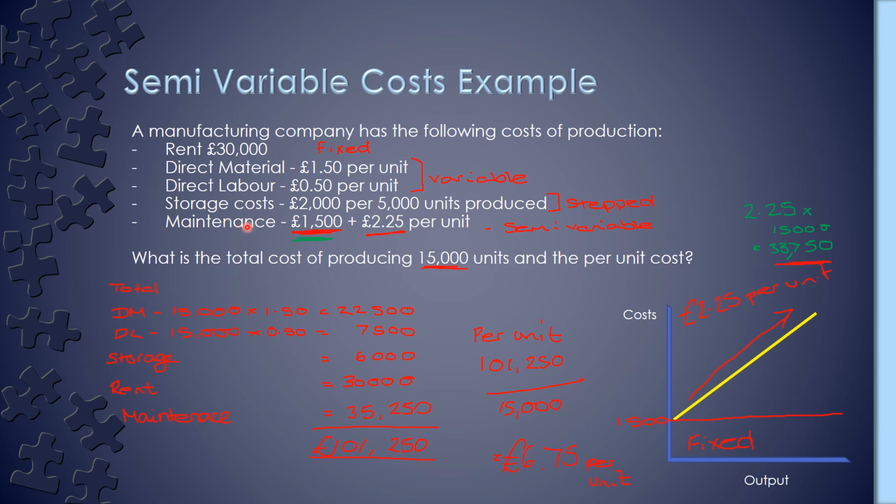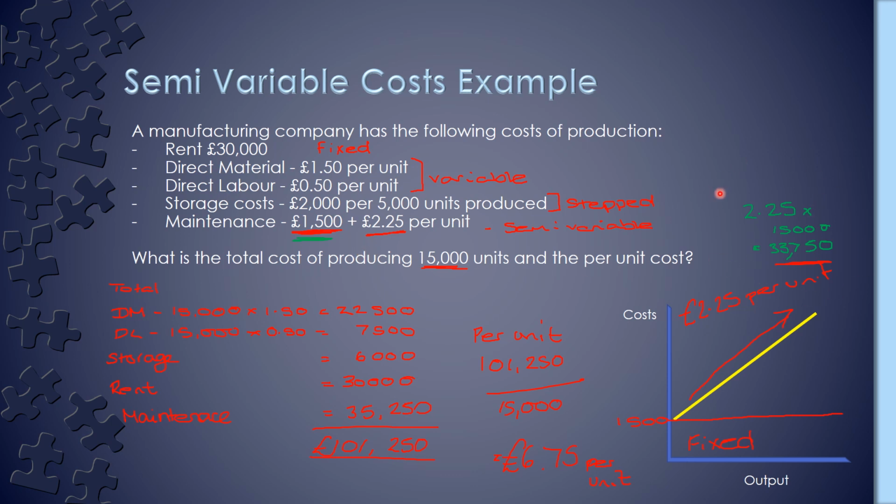And then our maintenance, we're told we have to start at 1,500. Our maintenance cost is 1,500, so that's the fixed element of it. But we're also told that for every unit we produce, we also have to pay £2.25 in maintenance cost. And that's the key indicator that it's a semi-variable cost. Just make sure when you do these questions, you won't always be given it in this format. You may have to use another method, which we'll come on to in the next slide. But when you do this question, just make sure you sense check your answer before you type it in.